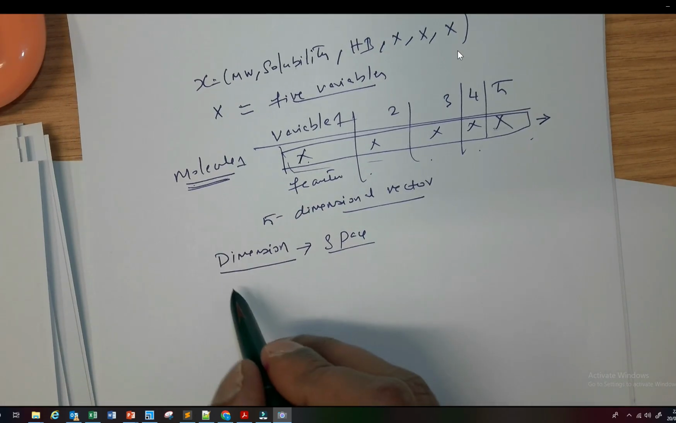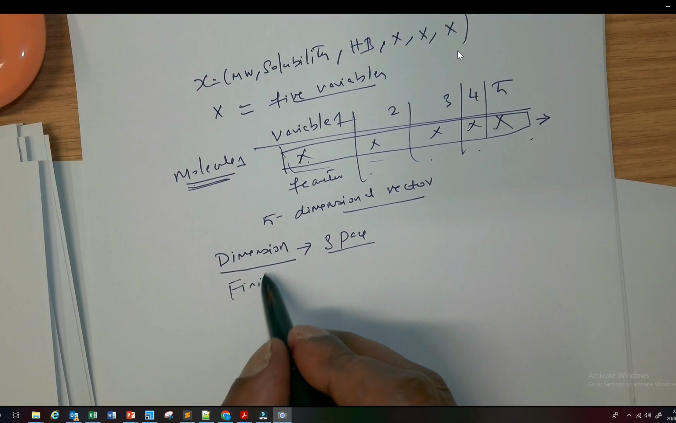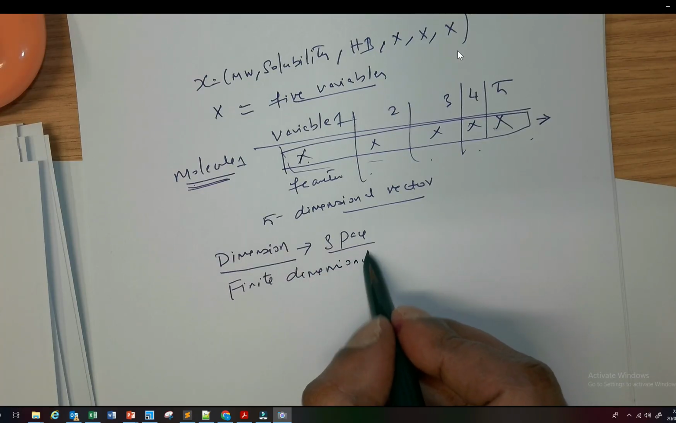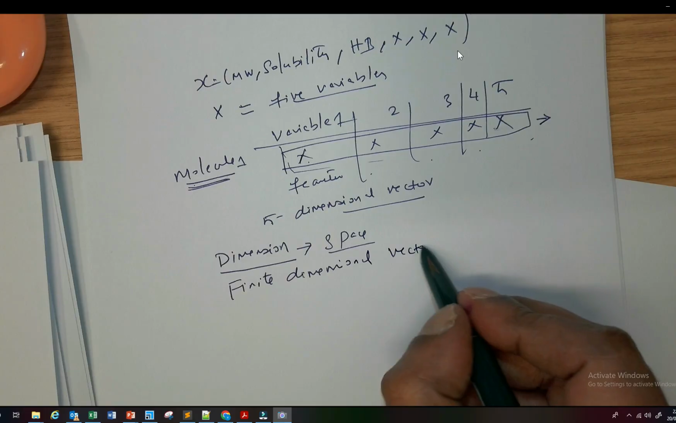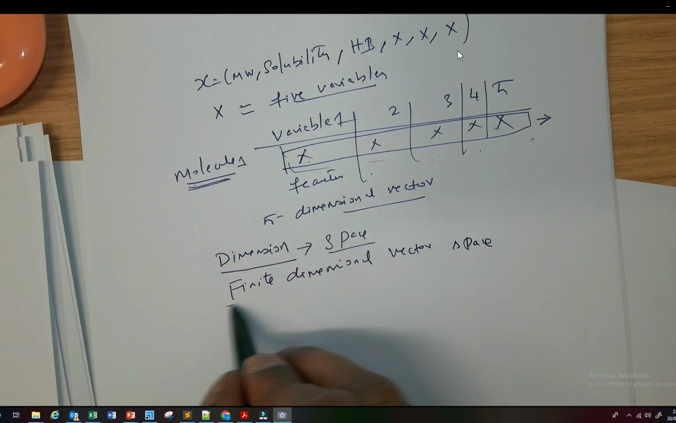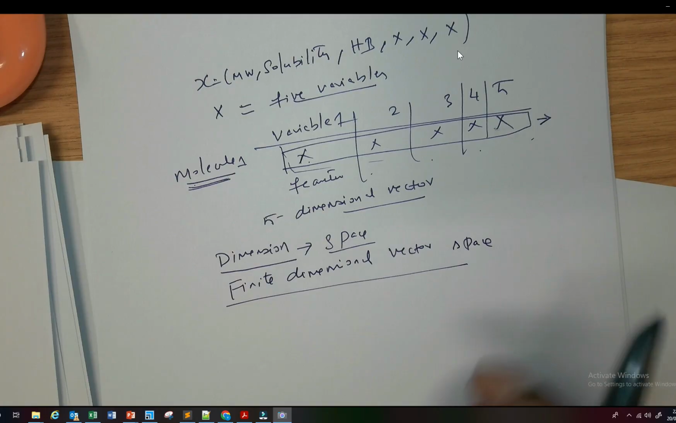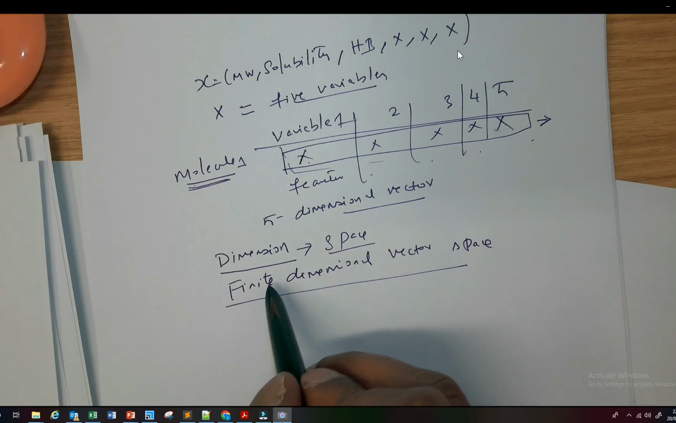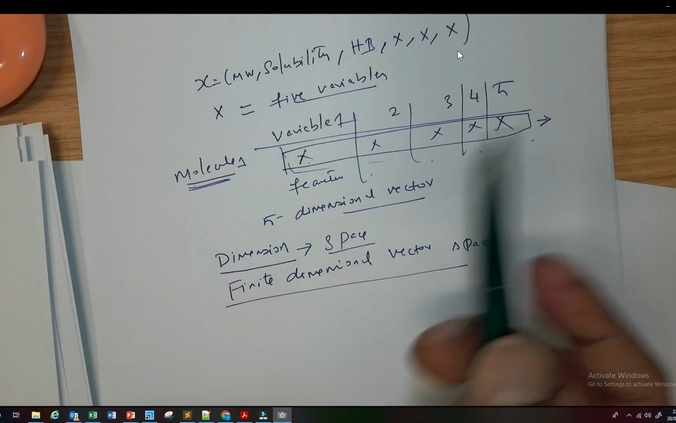And then we can call something a finite-dimensional vector space. Still, I'm not using any mathematics or any equations. This is just something to know about the support vector machine. So you should know the basics, isn't it? You should know what a vector is first of all.